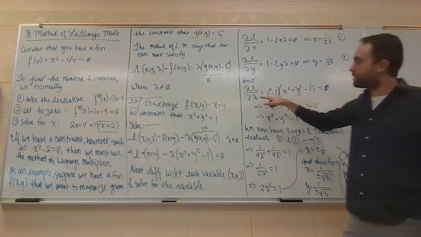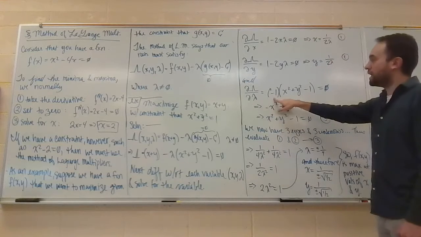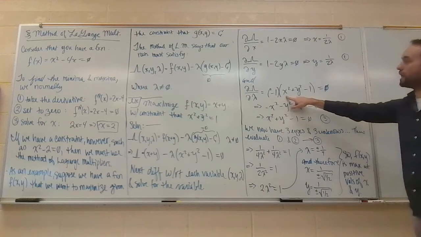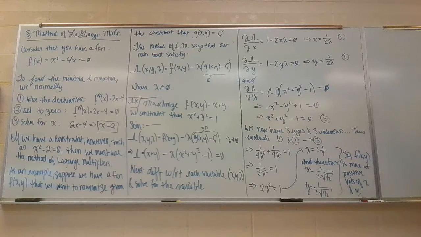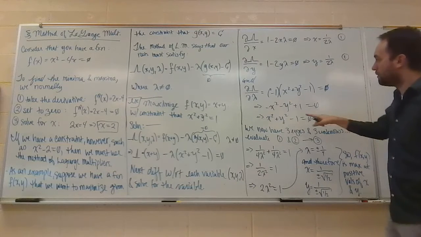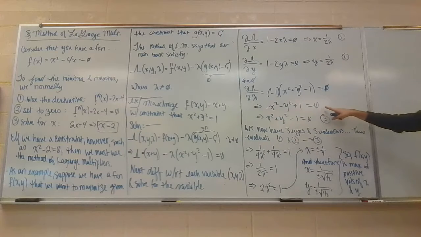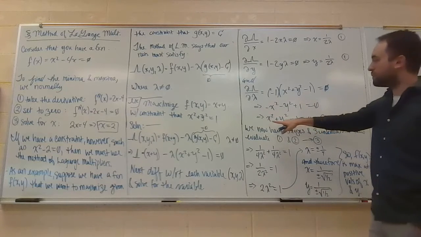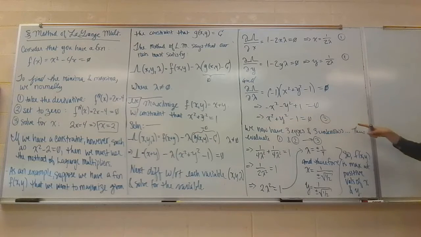I'm also going to differentiate with respect to my little lambda. When I do that, I will get negative 1 times the quantity x squared plus y squared minus 1. I'm going to set that equal to 0, and then I'm going to solve. And therefore, I get negative x squared minus y squared plus 1 equals 0. I then multiply by negative 1 to get x squared plus y squared minus 1 is equal to 0. And that is my equation 3. So now I have 3 equations and 3 unknowns.